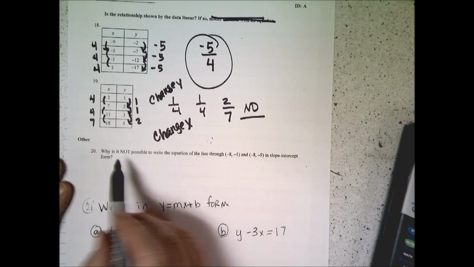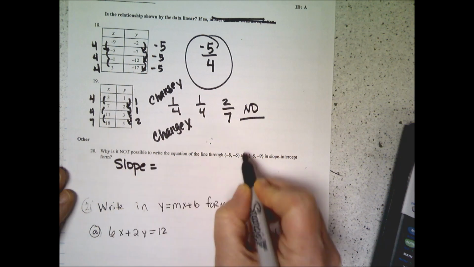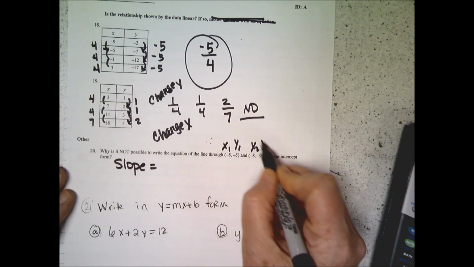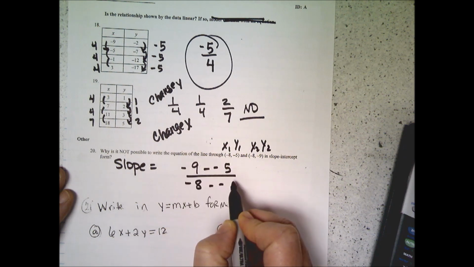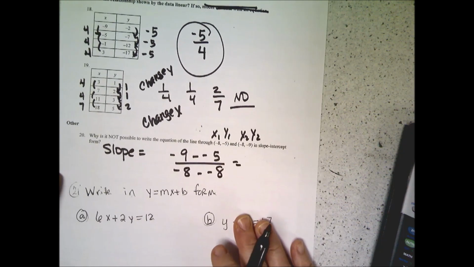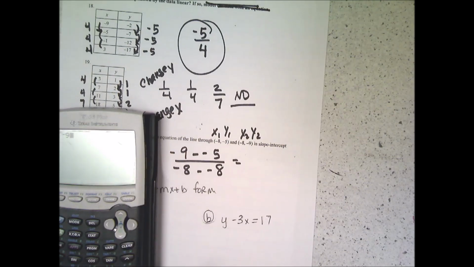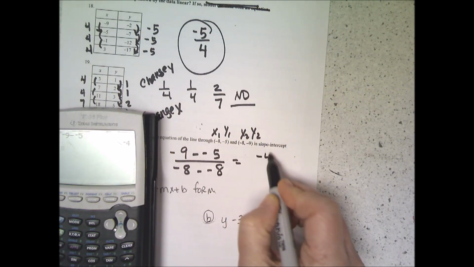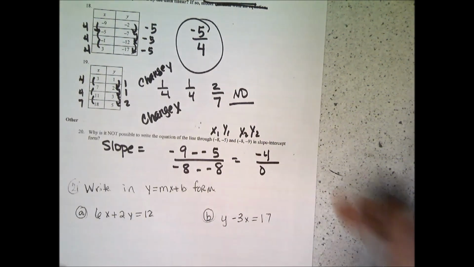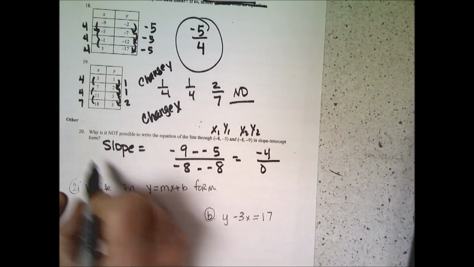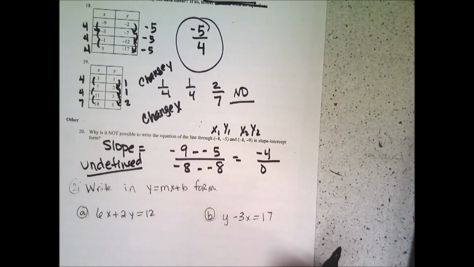Okay, 20. Why is it not possible to write this equation? Well, let's find the slope. -9 minus -5. It's -4. -8 minus -8, 0. Can you have 0 on the bottom? Slope's undefined.